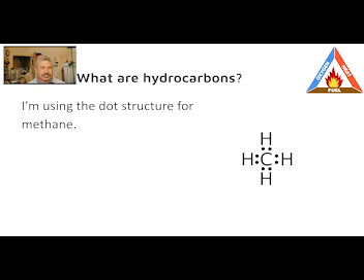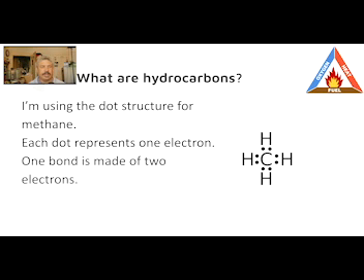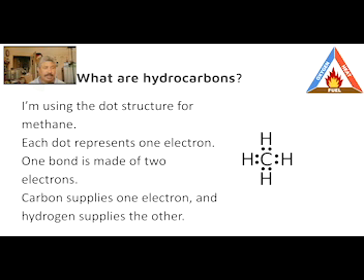I'm using the Lewis dot structure for methane. In this, each dot represents 1 electron. 1 bond is made of 2 electrons. This is a bonding electron. In this case, 1 electron is being supplied by the carbon, and the hydrogen supplies the other electron. They're sharing the electrons. Because they're sharing the electrons, this is, if you recall, called a covalent bond.